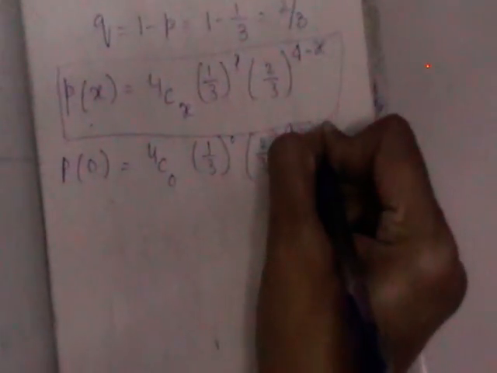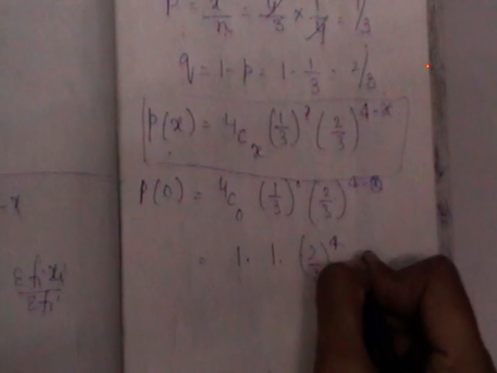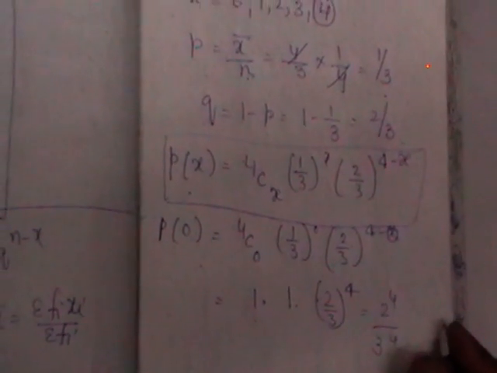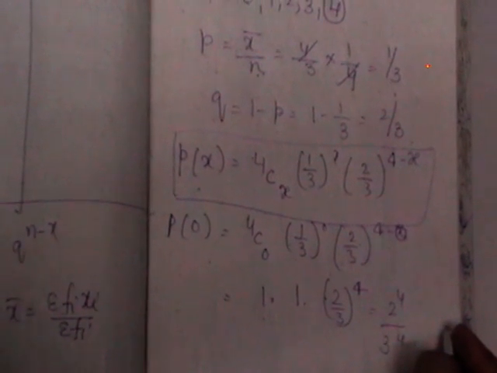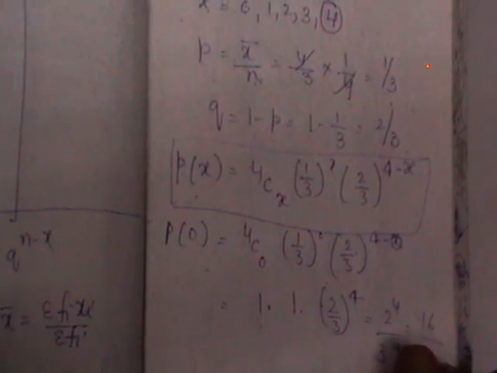P of 0 is to be calculated, which means when x is 0: 4C0, 1 by 3 whole power 0, 2 by 3 whole power 4 minus 0. I think you know 4C0 value is 1. 1 by 3 whole power 0 is 1, 2 by 3 whole power 4, which is nothing but 2 power 4 by 3 power 4, which is nothing but 16 by 81, which is nothing but 0.1975. Write this value here.